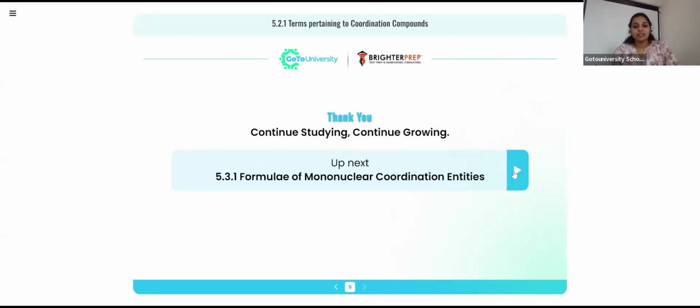So those are the different terms that we use in the case of coordination compounds.